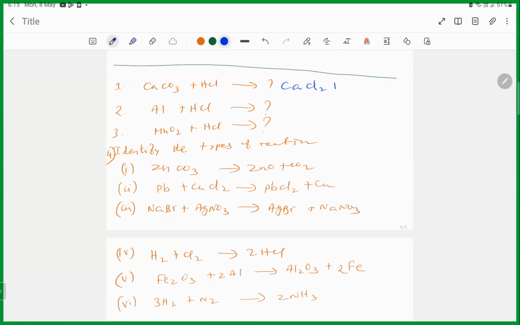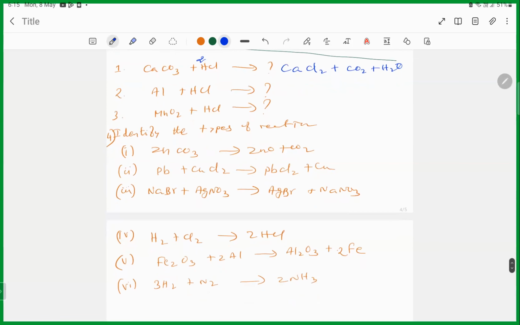CaCl2 plus HCO3. Huh? HCO3 by carbon. Yes, sir. It will give like this. Okay, carbonic acid will form. It will split like this. So you have to balance, no? So how many? You take 2 HCl.